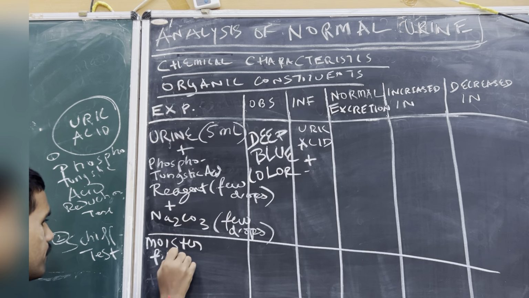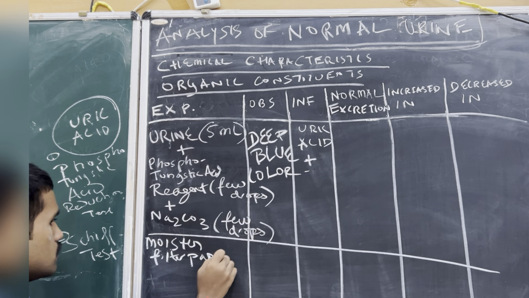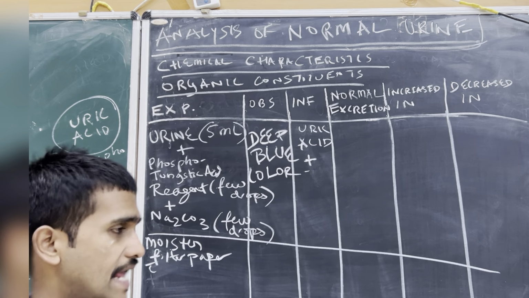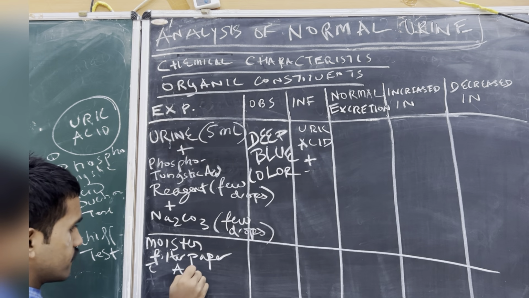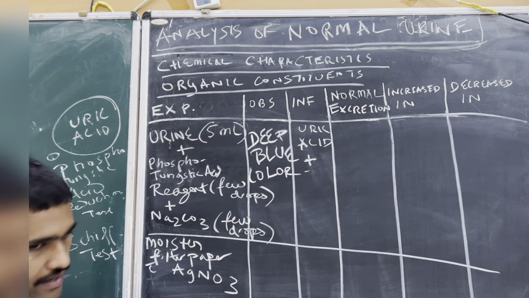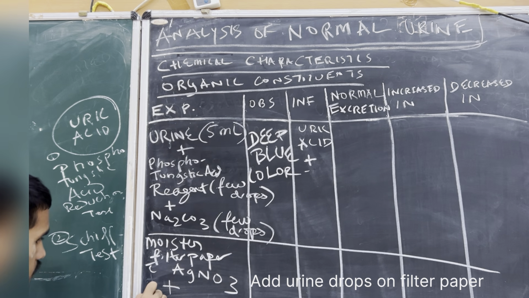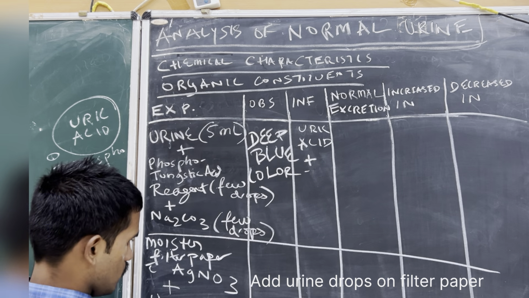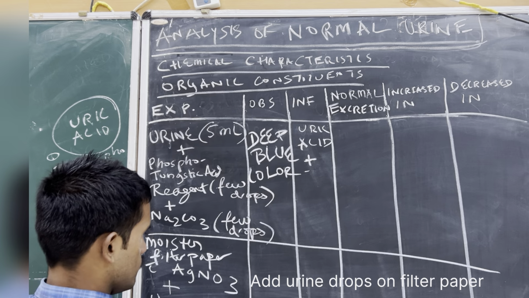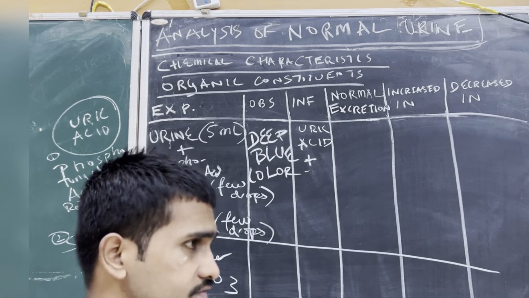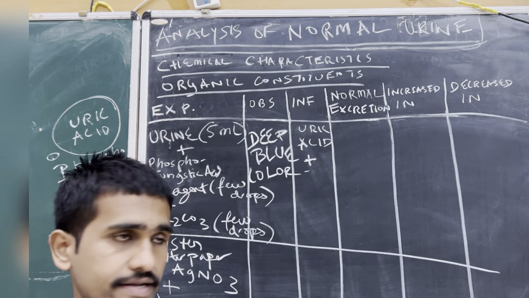Moisten filter paper with ammoniacal silver nitrate, and then on the filter paper we add urine. So here we are taking the silver nitrate first and we are adding the urine later.